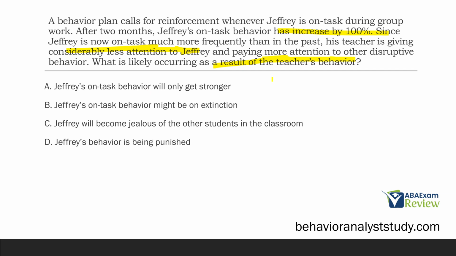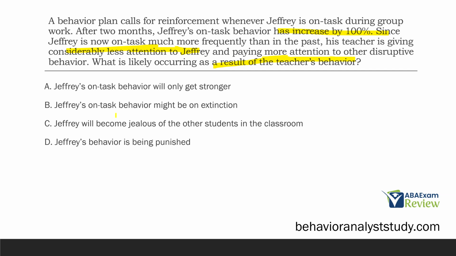If she's not paying any attention to him for being on task, when previously he was getting all this reinforcement for being on task, there's a good chance or it's likely that reinforcement is now being withheld for his good behavior. C, Jeffrey will become jealous of other students in the classroom. Well, we would never say that because jealous is a mentalism, right? It's a construct. And then D, Jeffrey's behavior is being punished. Well, that's unlikely. Nothing's being added or taken away. What's happening is Jeffrey's reinforcement is being withheld.